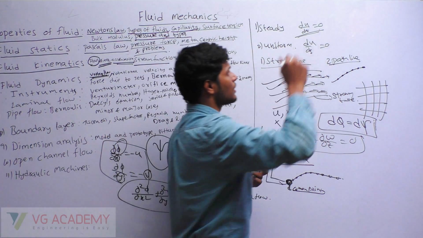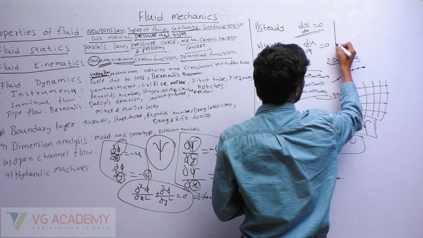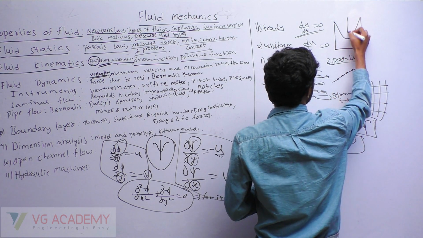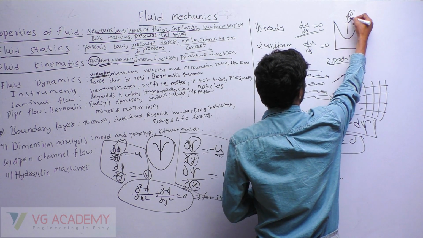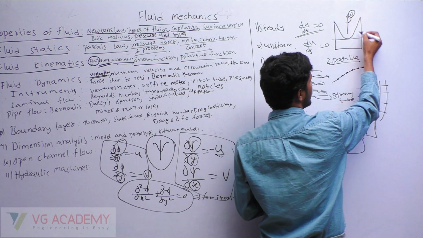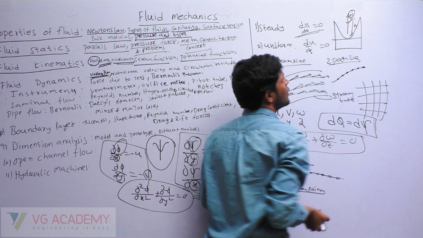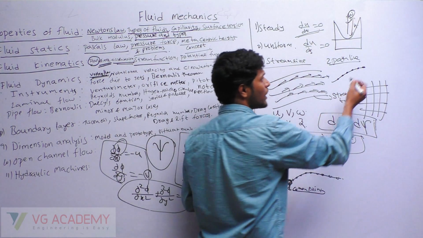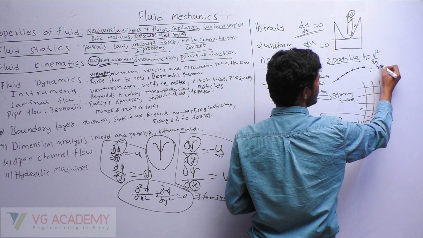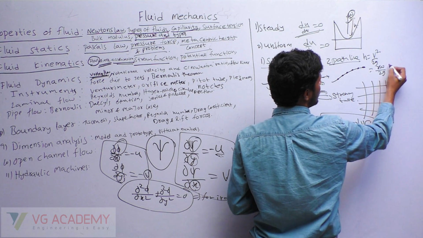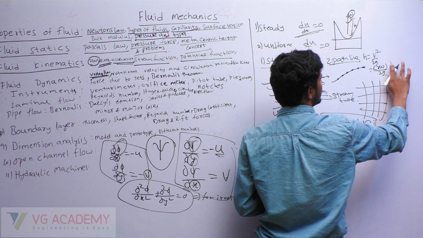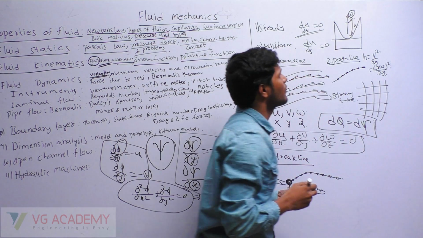And what is the depression in forced vortex? Suppose you have a bucket like this, and you rotate it with a rotational velocity ω. What is the height of the depression you are going to get? That height is given by v square by 2g, where v is r into ω. So that is ω square r square divided by 2g.